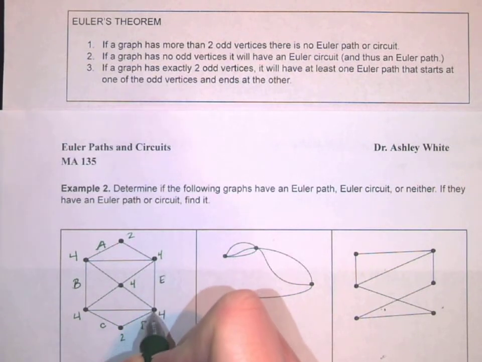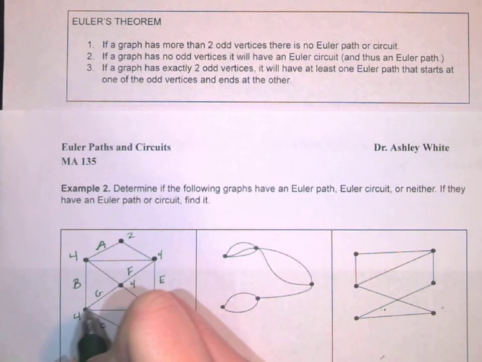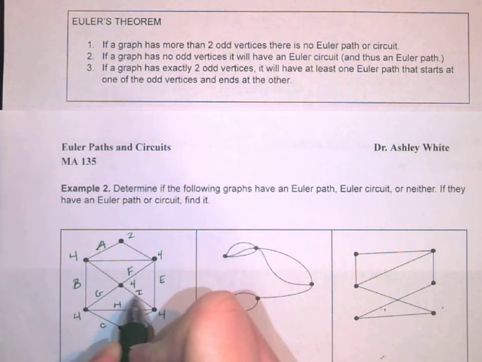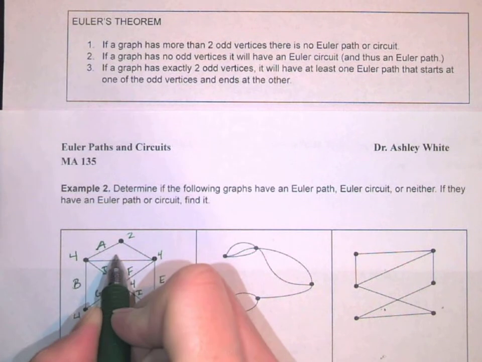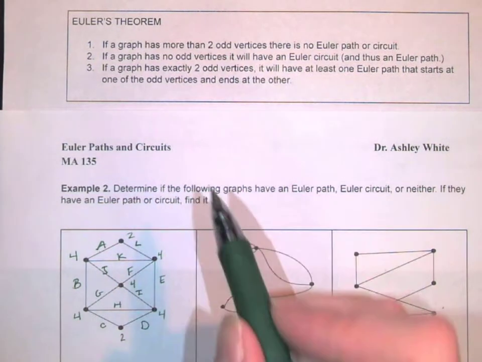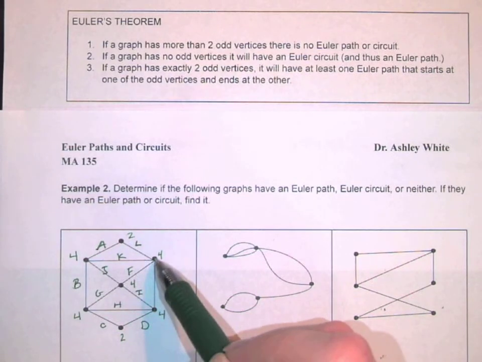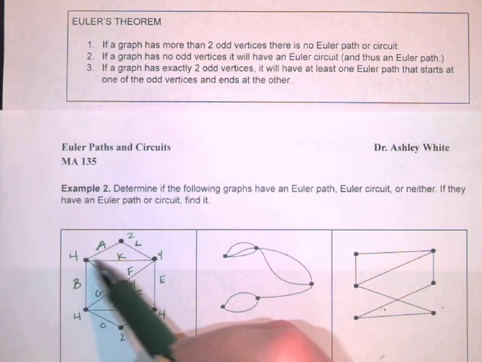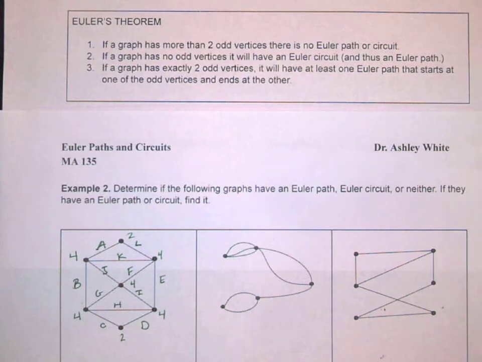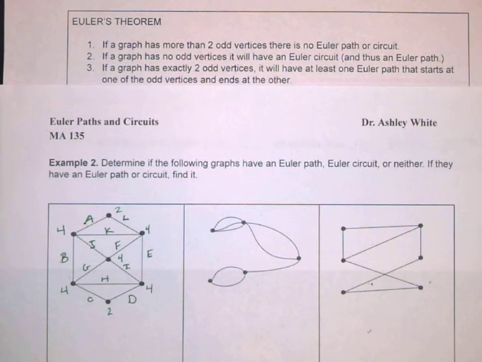Maybe what you did is different from what I'm doing. E, F, G, H, I, J, K, L. So following alphabetically, we get A, B, C, D, E, F, G, H, I, J, K, L. Gives us a path that's going to cross each edge once and only once and start and stop at the same place. So that's an Euler path and an Euler circuit.